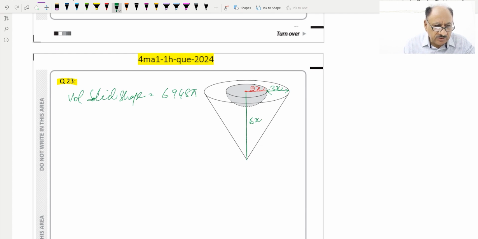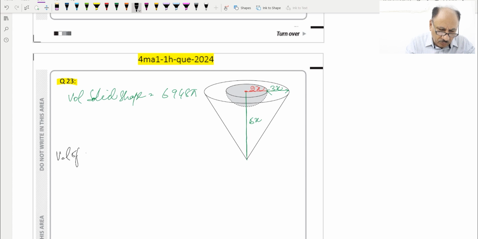And next is what? The next is work out the total surface area of the solid hemisphere that has been removed from the cone. Give your answer correct to the nearest integer. So for the volume of the cone, we can write the formula.